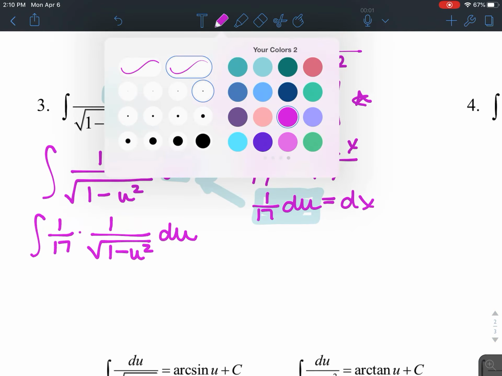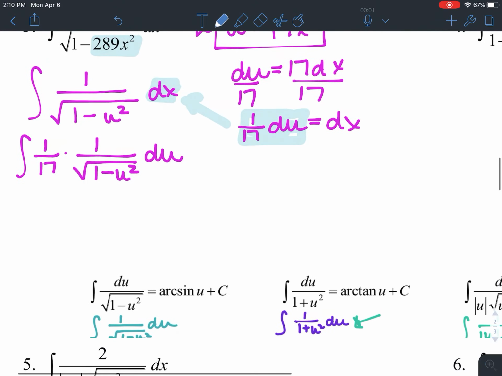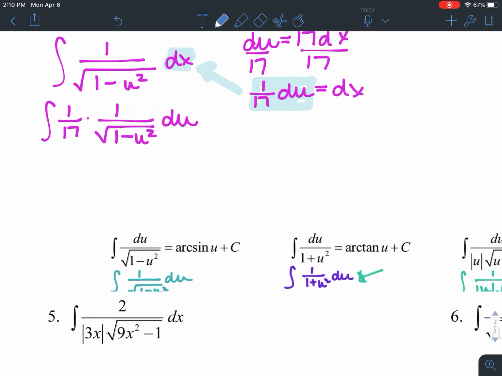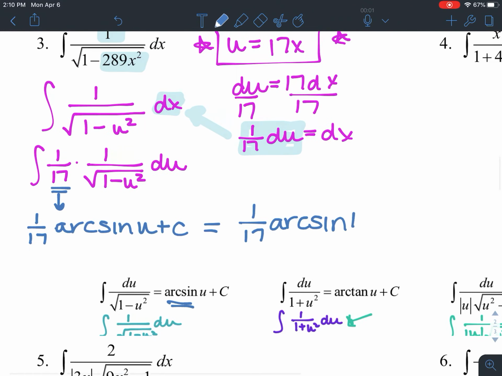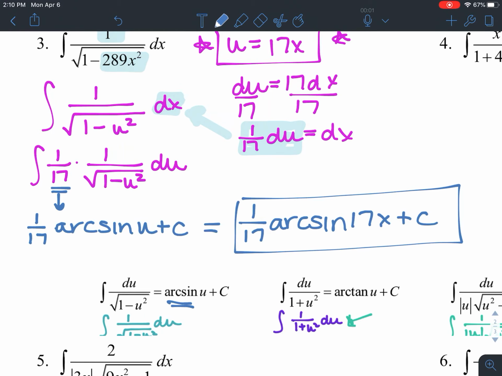Now we're ready to go. If you look below, we've got 1 over 17 stays. The one with the square root and no absolute value becomes arc sine here. So that becomes arc sine of u plus c. Now let's sub back in our u. Arc sine, our u value is 17x plus c, and you are done.